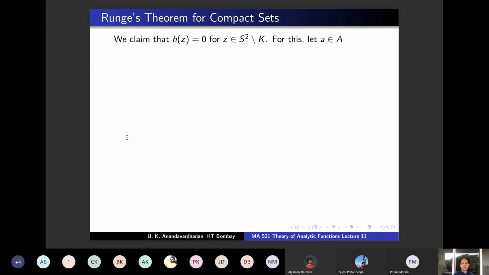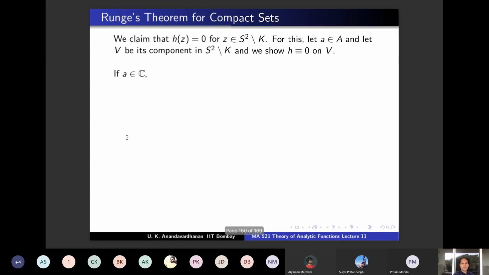And how are we going to do this? You choose a point in the set that is given to you. What is this set once again? This set consists of precisely one point from each of the components of S2 minus K. So take a point and take its component, the maximal connected set containing that point in S2 minus K, and we are going to show that H is identically 0 on V, on this component, and therefore H is identically 0 on S2 minus K, right? On any point on its component, we are going to show that H is identically 0.